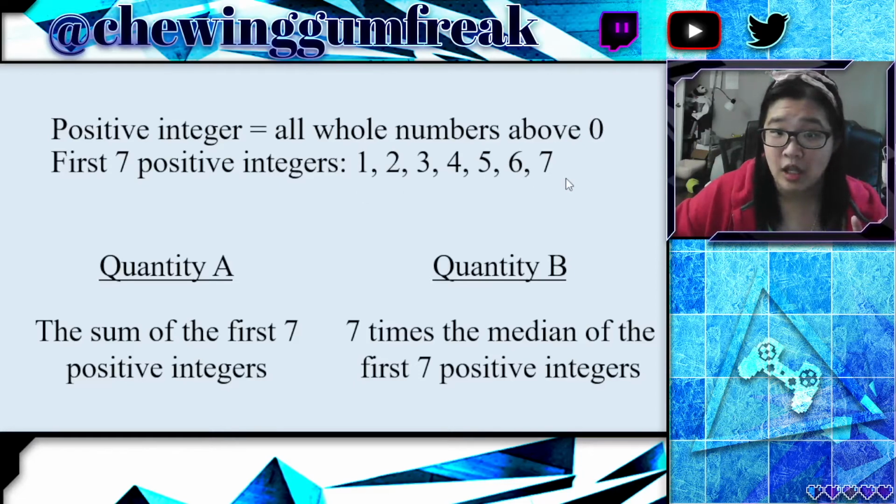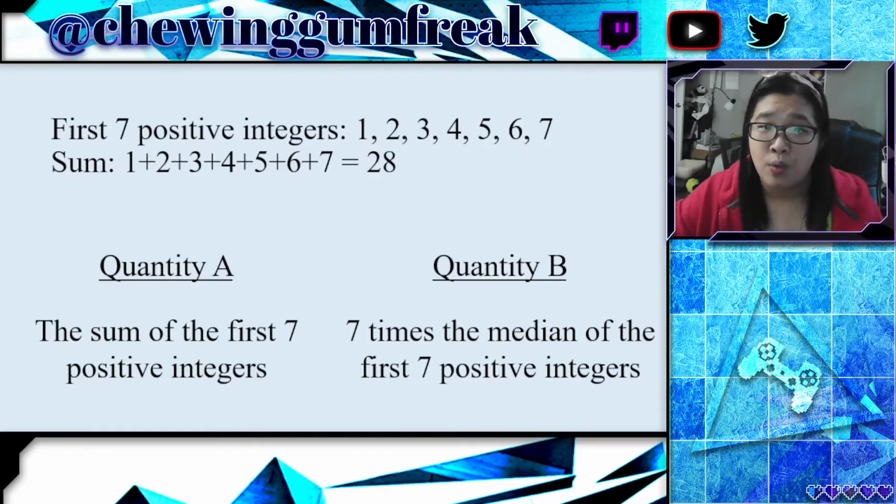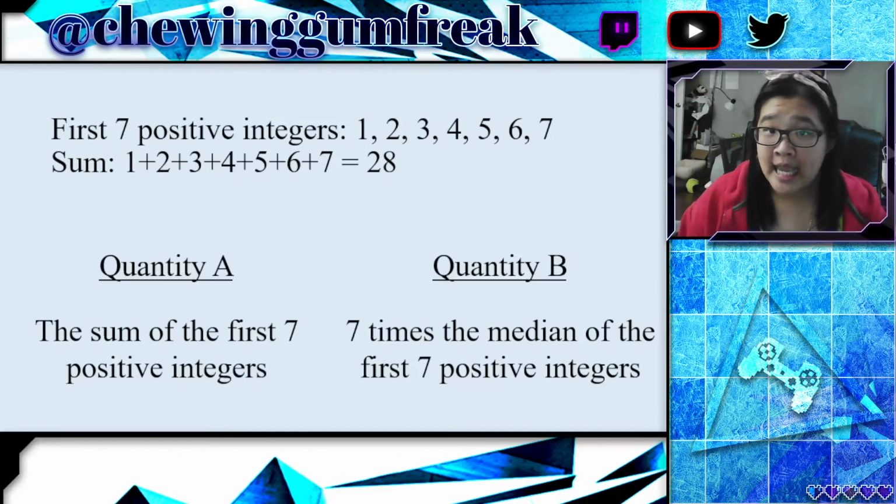We're going to take a look at the sum versus the median. So the sum is just adding all of those numbers together. In this case, all of them will equal 28.